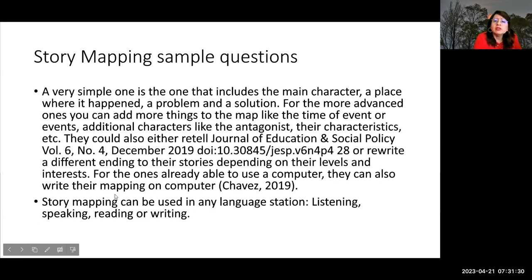Some story mapping sample questions include the following: the main character, a place where it happened, a problem and a solution. For the more advanced students, you can add more things to the map, like time of event, additional characters like the antagonist, their characteristics, etc. They could also either retell journals, or rewrite a different ending to their stories depending on their levels. For the ones already able to use a computer, they can also do writing and their mapping on the computer, depending on the technology you have. Story mapping can be used in any language station, like listening, speaking, reading, or writing.